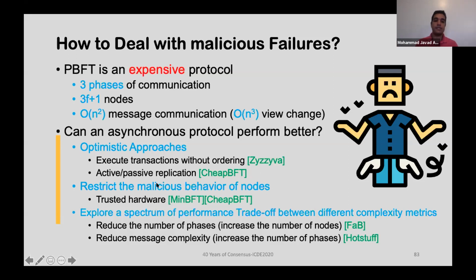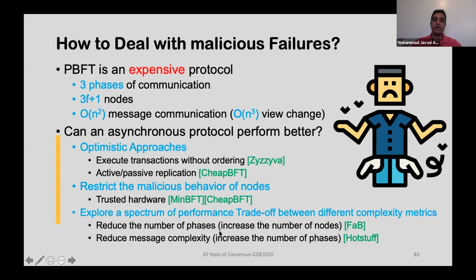Another idea is to restrict the malicious behavior of nodes. You remember we said the problem is that the leader might send different values to different nodes. We can use trusted hardware to ensure that the leader cannot send different values to different nodes. This idea is used in MinBFT and CheapBFT.